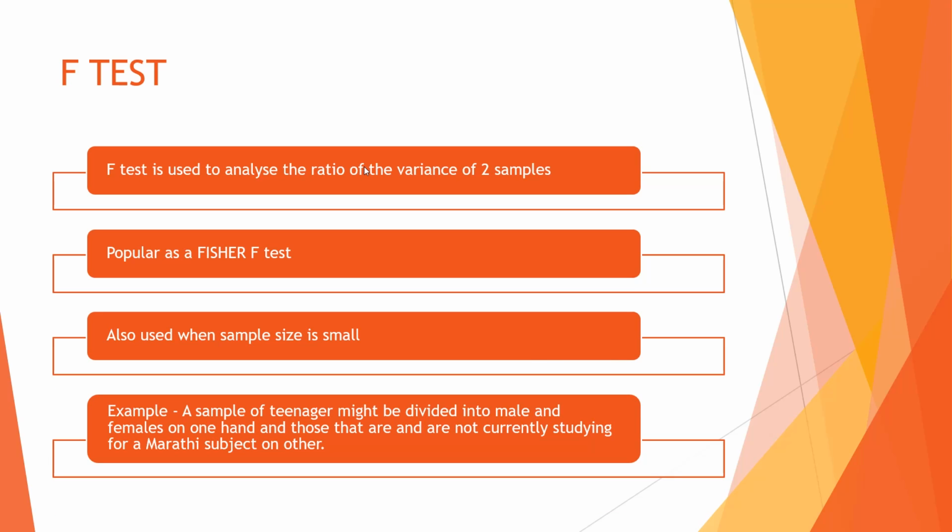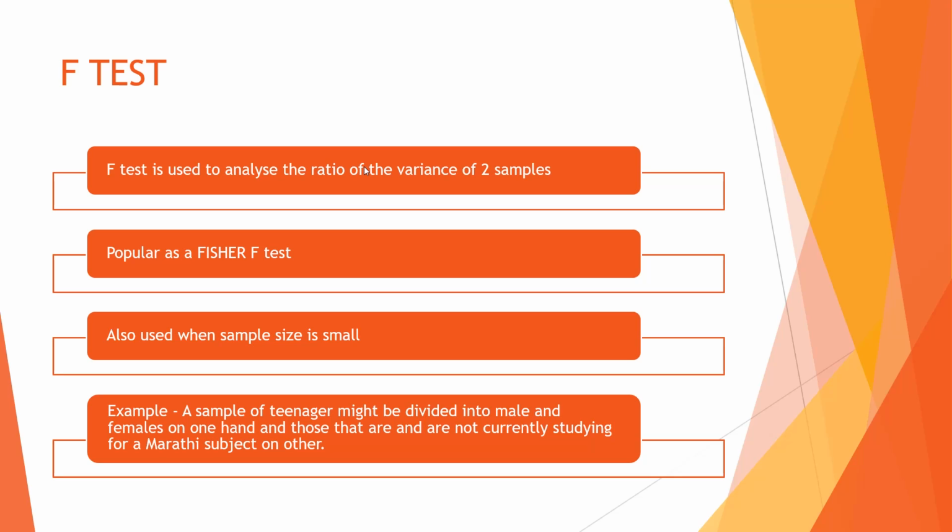Next, F test. F test is used to analyze the ratio of the variance of two samples. It is also known as Fisher F test. Also used when sample size is small. So when sample size is large, you will use Z test, and when sample size is small, you will use F test and T test.